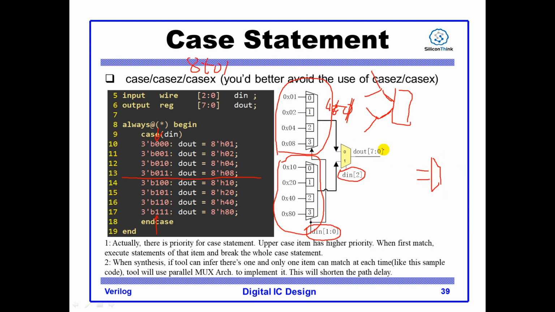Okay, for a 4 to 1 mux, you can use 2 to 1 muxes to make it. This will be something like that. So how to collect the select signal? This should be bit 0, and this should be bit 1.